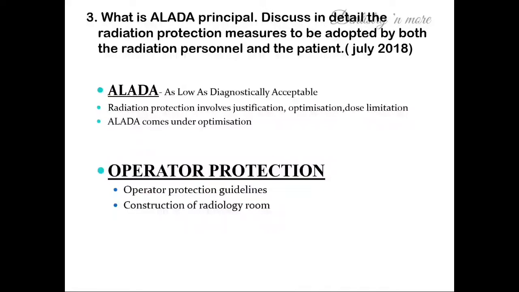Next, the question that is asked is to discuss in detail the protection measures to be adopted by both the radiation personnel and the patient. The operator protection guidelines include the shielding that is utilized and the construction of the radiology room with lead walls mounted. Then you have to follow the rule of the distance of the operator from the X-ray exposure, that is around 6 feet away from the X-rays being exposed, and also at an angulation of 135 to 90 degrees from the X-ray tube, that is, the X-ray beam being directed.